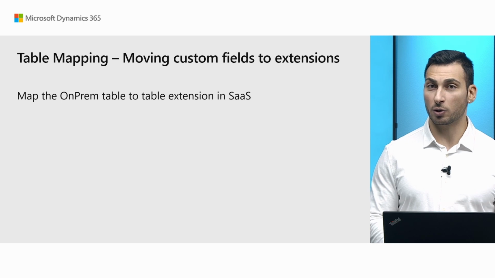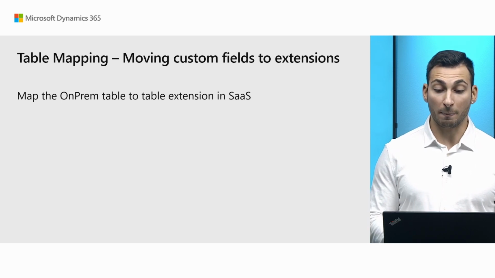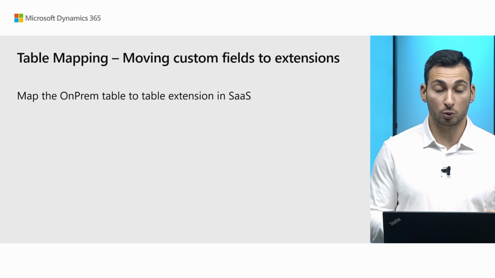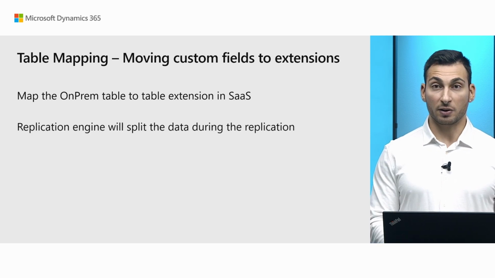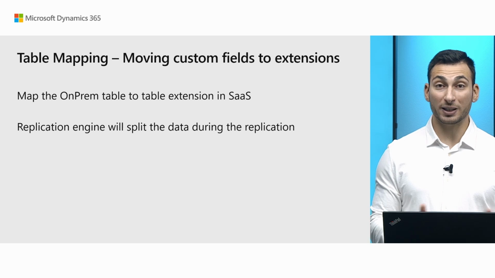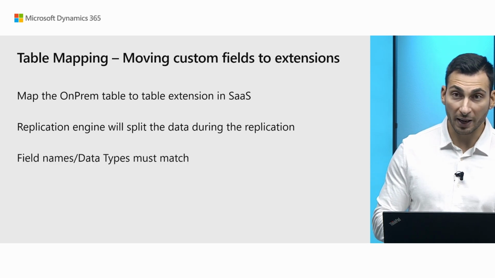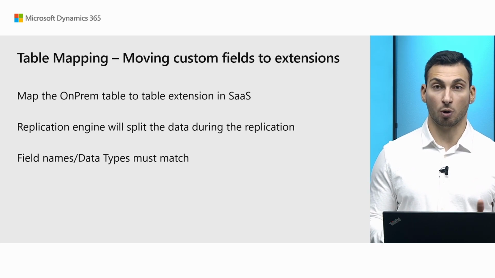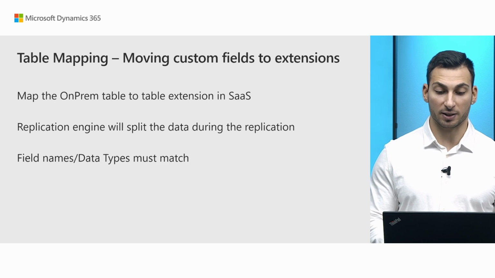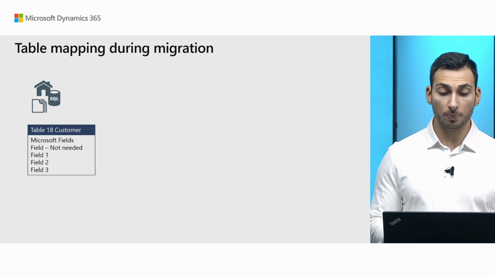And this is specifically because on-prem, you're allowed to customize base tables, but in SaaS, we are not. So we want to provide you the ability to migrate also these extra fields to SaaS. The replication engine will also take care of splitting the data, if needed, across multiple table extensions. And the only very important requirement at this point is that the field names and data types must always match between on-prem and SaaS.